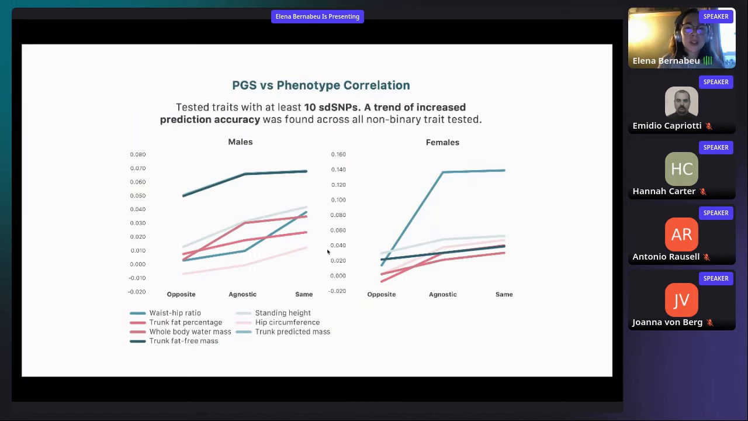So what we saw was that there was no significant difference in the prediction ability. However, we did see an increased trend of prediction accuracy. Here you can see our opposite predictor did by far the worst with both males and females, followed by the agnostic, which lies somewhere in the middle. And the sex-specific one does seem to do better across all of the traits that we looked at, which are the non-binary traits with at least 10 SD SNPs. Now, this could suggest that as larger sample sizes become available, and as we characterize gene by sex interactions further, we could potentially get better models to predict when we are considering sex stratified models, but this is yet to be seen.